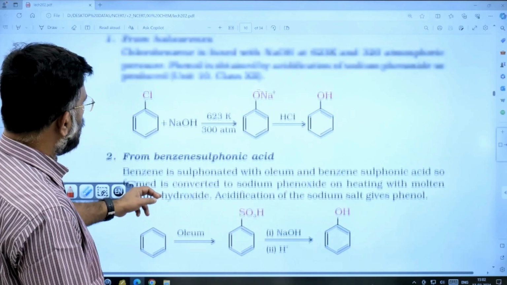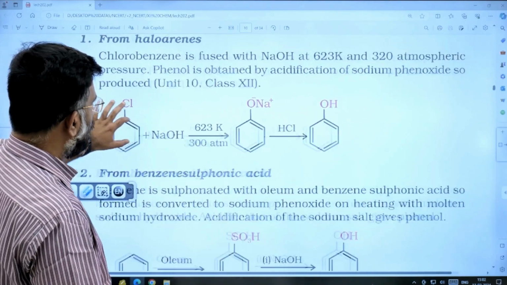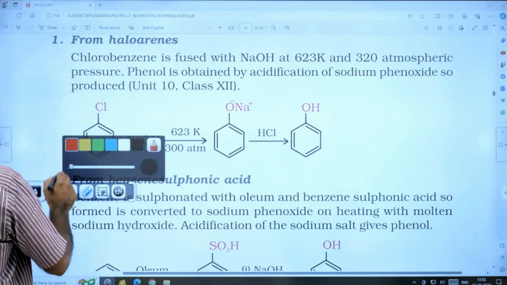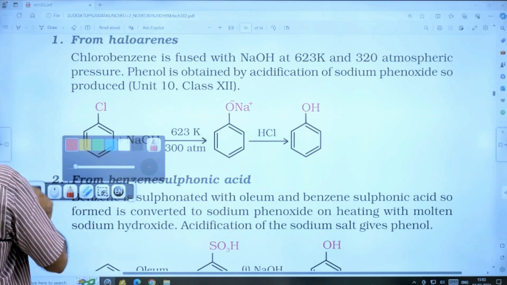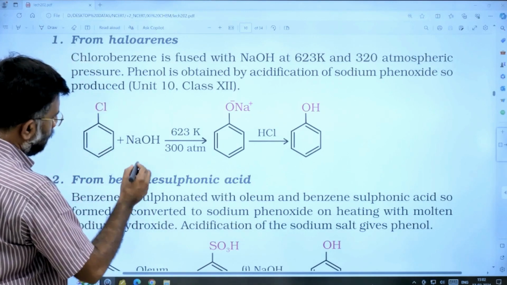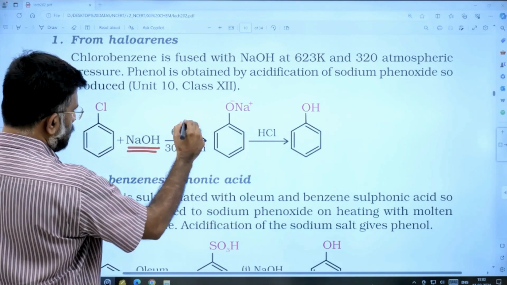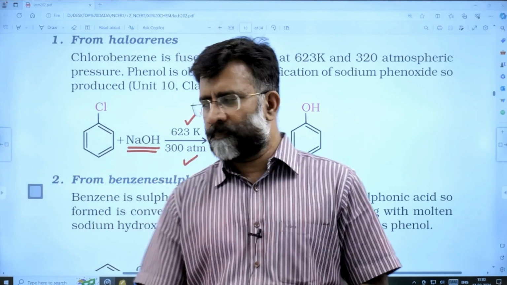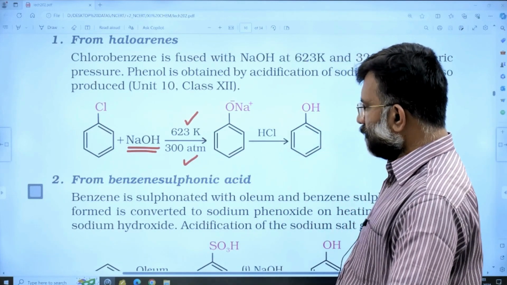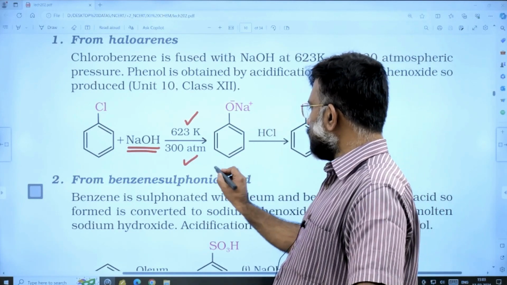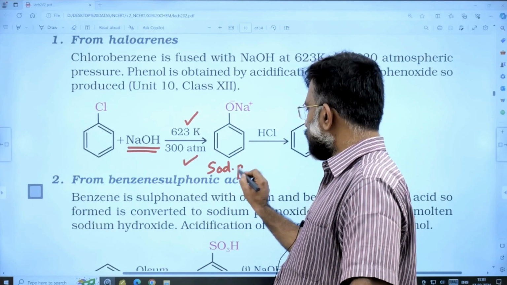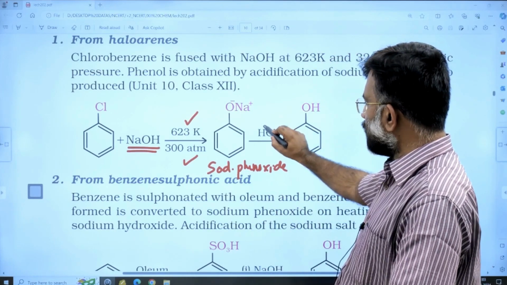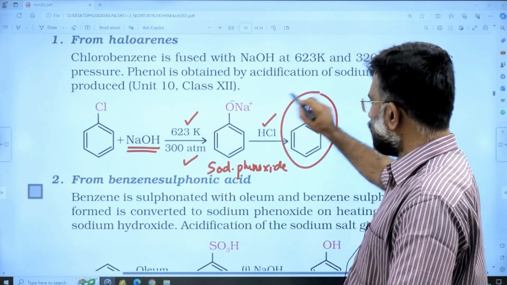Number one, from chlorobenzene, the very famous Dow's process. Chlorobenzene is converted to phenol. Chlorobenzene is fused with NaOH at drastic conditions, 623 Kelvin temperature and 300 atm pressure. You get sodium phenoxide, which upon acidification gives phenol, right?